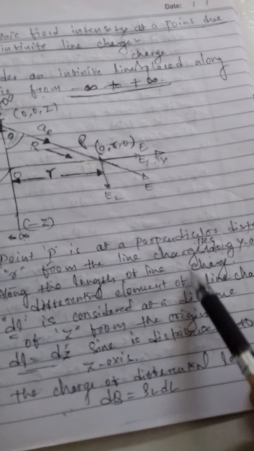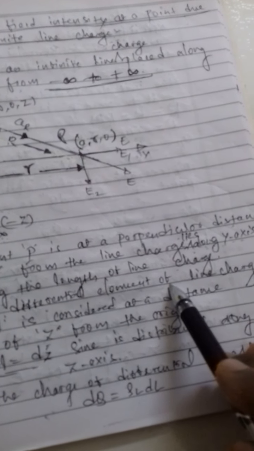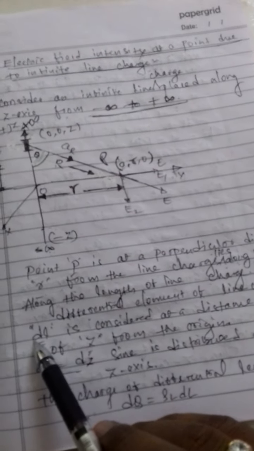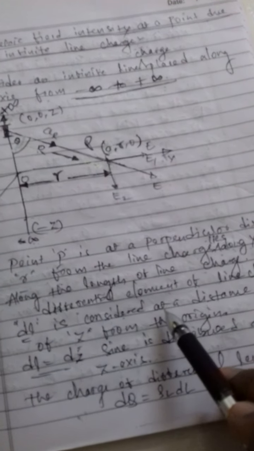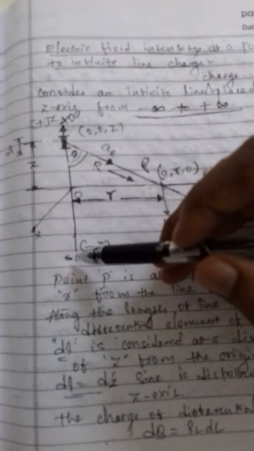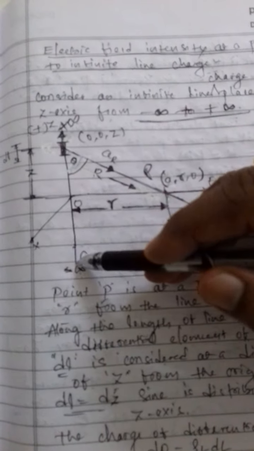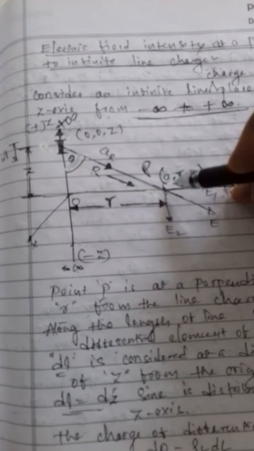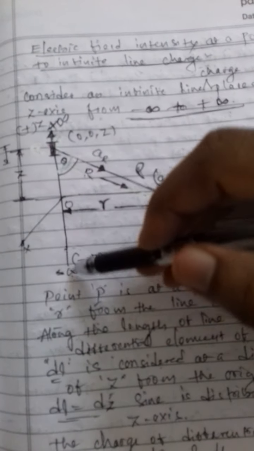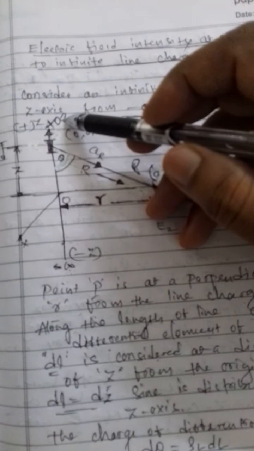Along the length of the line charge, a differential or incremental element of line charge dl is considered at a distance of z from the origin, because it is not possible to determine the electric field intensity at point P immediately due to the entire line charge distribution, which extends from minus infinity to plus infinity.